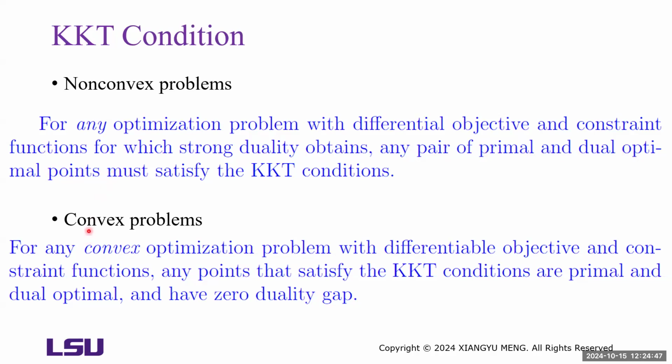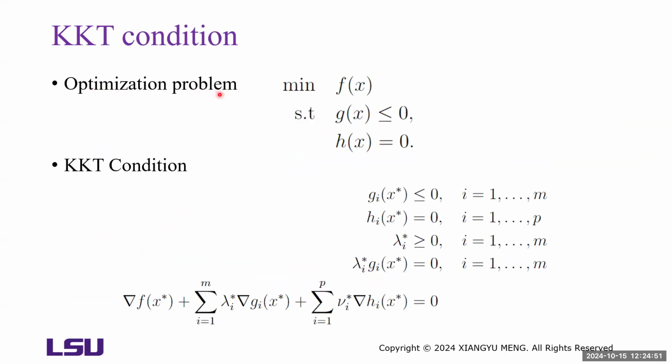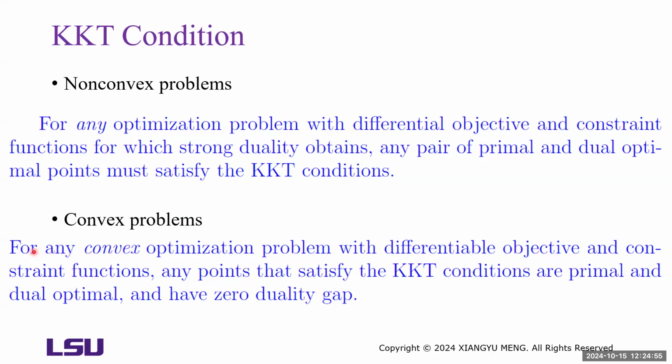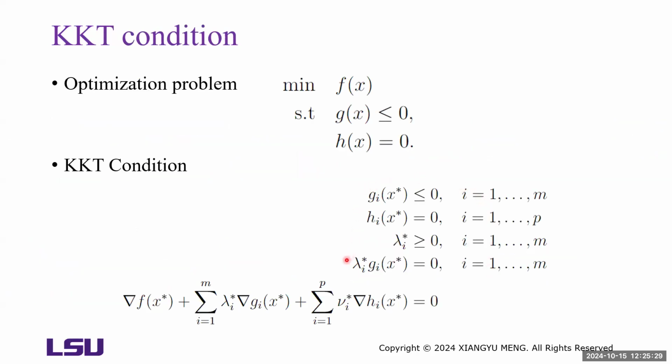Then for a convex optimization problem, in other words, when the original optimization problem is convex, we have this conclusion for any convex optimization problem with differentiable objective and constraint functions. Any points that satisfy the KKT condition are primal and dual optimal, with zero duality gap. So for a convex optimization problem, the KKT conditions are not just necessary, they are also sufficient. In other words, we can solve the KKT condition to find the optimal primal points and optimal dual points. The KKT condition can also be used to verify whether a point x is optimal or not.